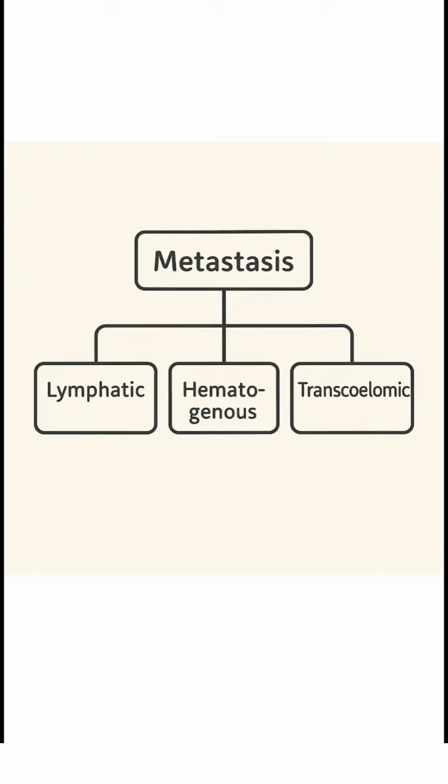There are three routes of metastasis. One is the lymphatic route, which is seen in carcinomas; the hematogenous route, seen in sarcomas; and transcoelomic spread is when the cells from the primary tumor spread into body cavities like the peritoneal cavity, pericardial cavity, and pleural cavity.